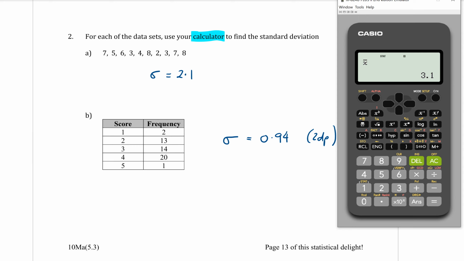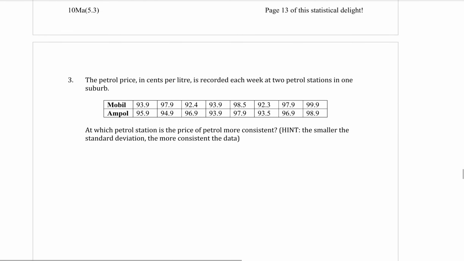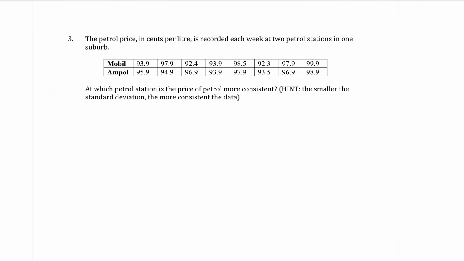Okay, on the next page, question 3. The petrol price in cents per litre is recorded each week at 2 petrol stations in one suburb. We have the Mobile and the Ampol. At which petrol station is the price of petrol more consistent? So hint, remember that smaller deviation means more consistent. So we need to find the standard deviation of each set of data.